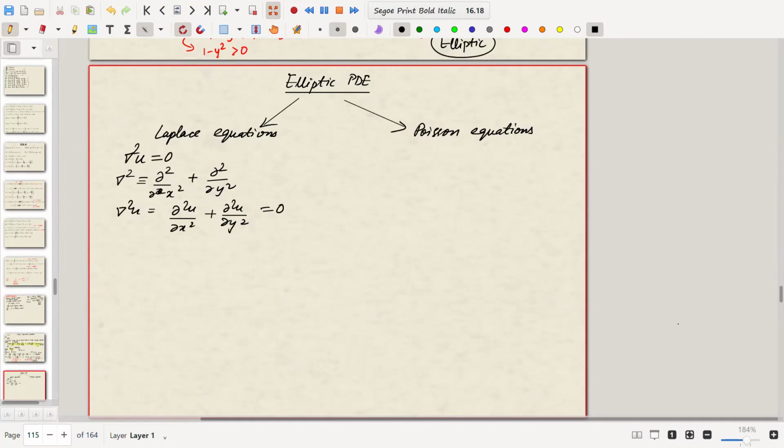Okay. What is the Poisson equation? The Poisson equation will be del squared u equals some f of x comma y. If it is 0, it is Laplace. If the right-hand side is some function, it is a Poisson equation. So dou 2u by dou x2 plus dou 2u by dou y2 equals f of x comma y. If you have this kind of equation, it is known as a Poisson equation. If you have a Laplace equation, it should be del squared u equal to 0. Okay. So these are the two types of problems.